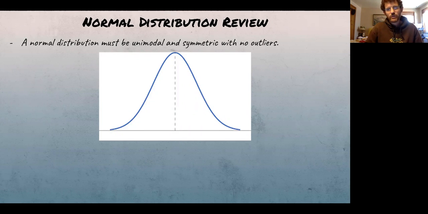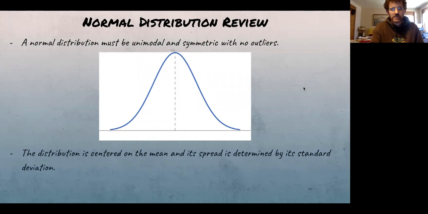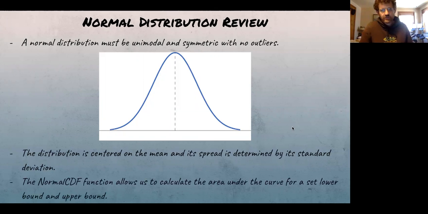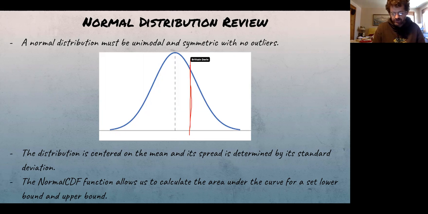But just a quick review of this because I'll finish this slide and then I'll have something else to say. So a normal distribution needs to be unimodal and symmetric with no outliers. The distribution is centered on the mean and its spread is determined by its standard deviation. And the normal CDF function on our calculator allows us to calculate the area under the curve for a set lower bound and an upper bound. So of course, a lot of times the upper bound or lower bound is just infinite. So maybe it's this area under the curve stretching off toward infinity.